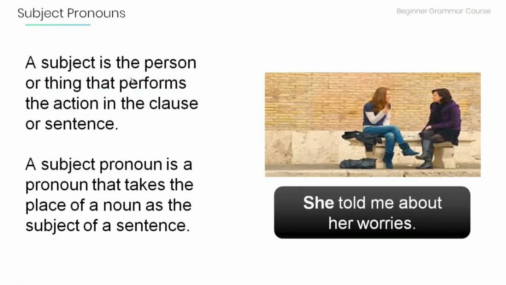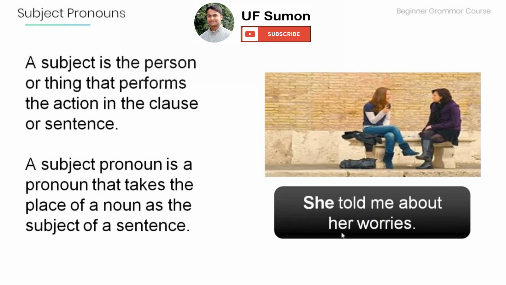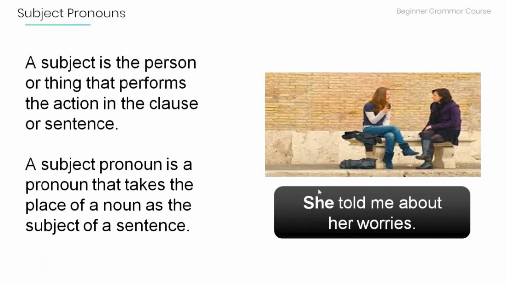Now, a subject is the person or thing that performs the action in the sentence or clause. And a subject pronoun is a pronoun that takes the place of a noun as the subject of a sentence. For example, in this sentence, we have: She told me about her worries. Now the word she is a pronoun, and it is the subject of the sentence. And so the word she is a subject pronoun.